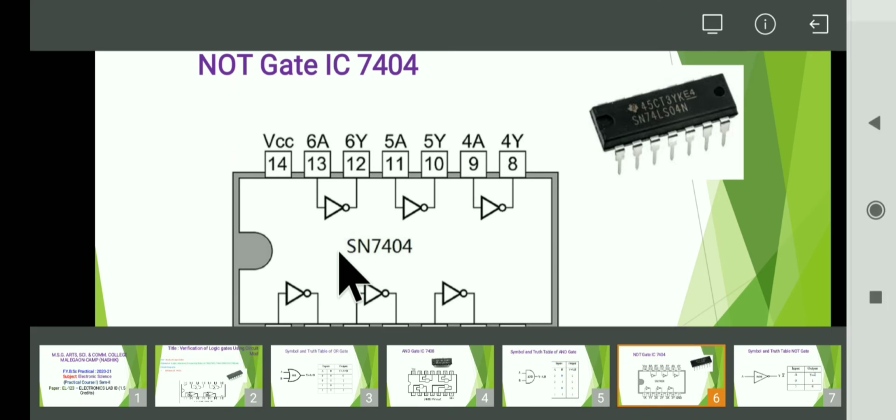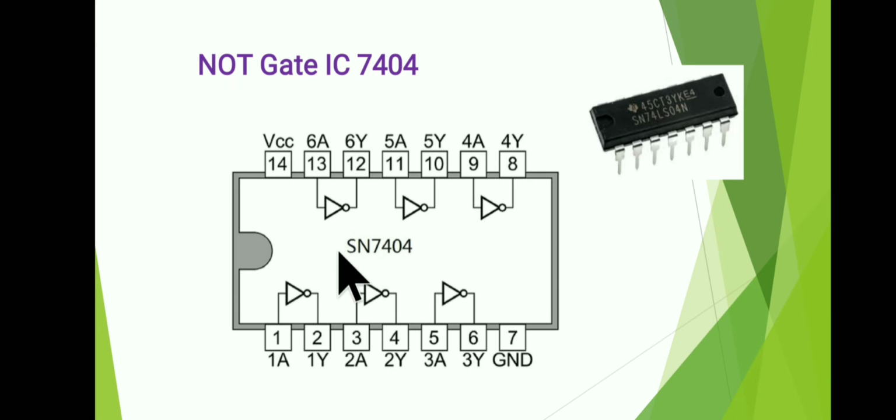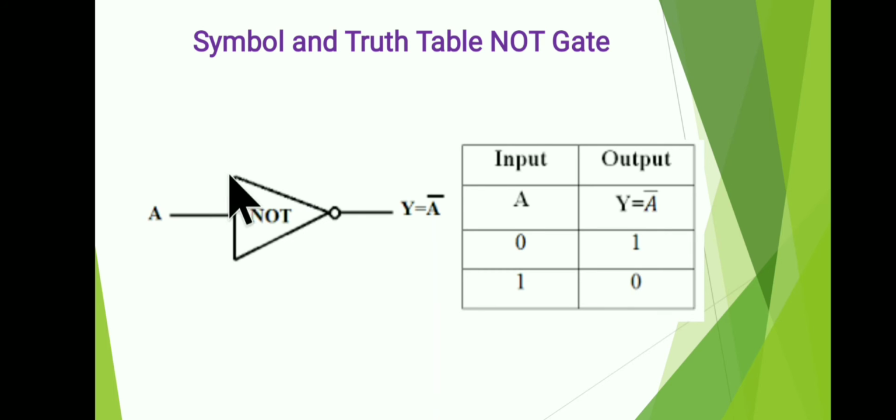The function of inverter is that it performs inversion. Symbol and truth table of NOT gate. This is the symbol. A is input, Y is output, Y is inverted output. That means inversion of input is the output. For low input, output is high, and for high input, output is low.